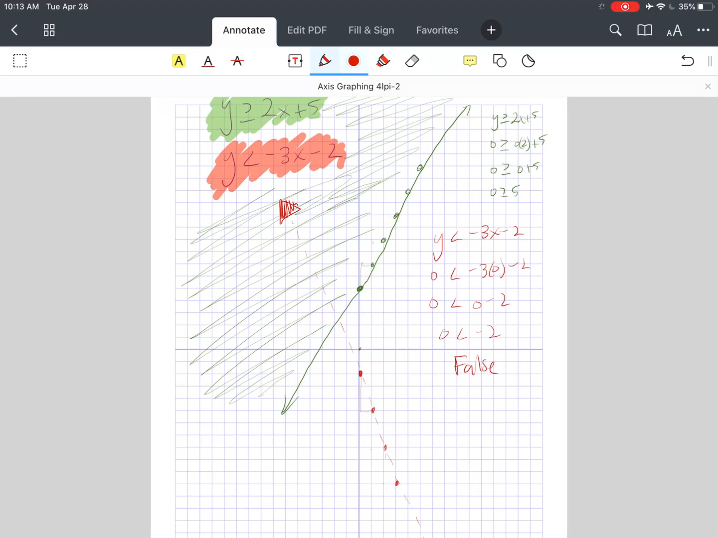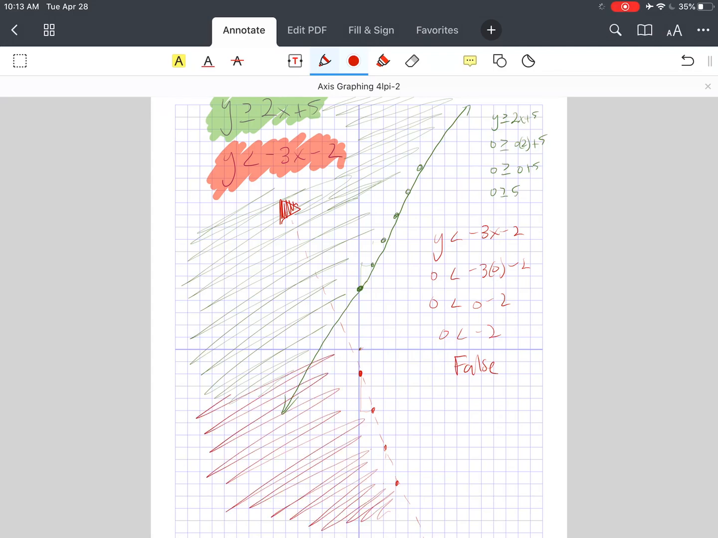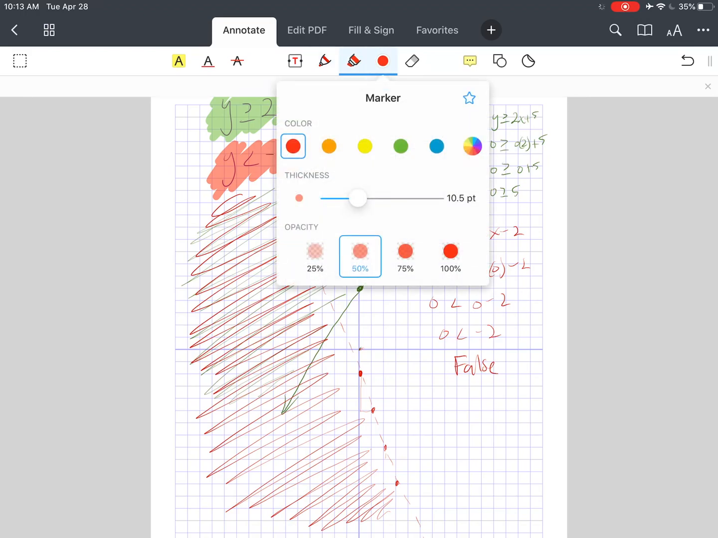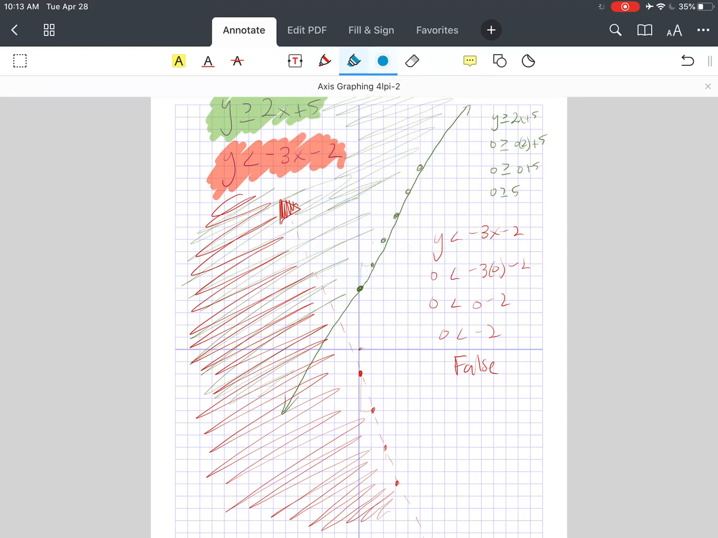If you said no, you're absolutely correct. This is a false statement. It should be the other way around. 0 is bigger than negative 2. So what this means is 0, 0 is not a solution, so we have to shade the other side of the inequality. Now, I'm going to use blue.